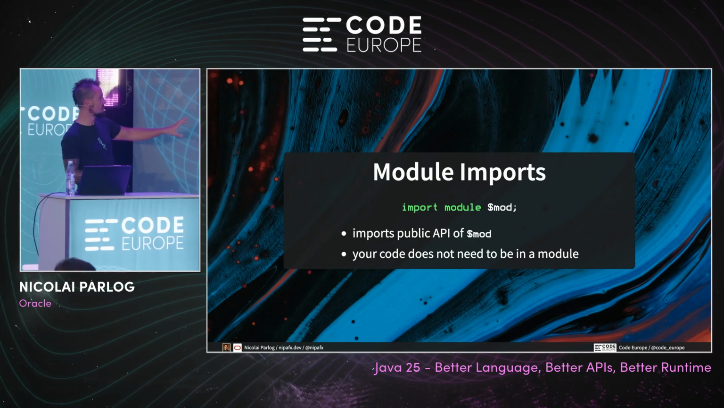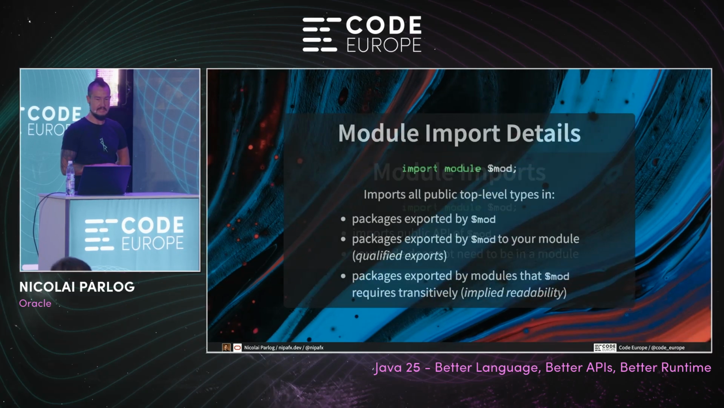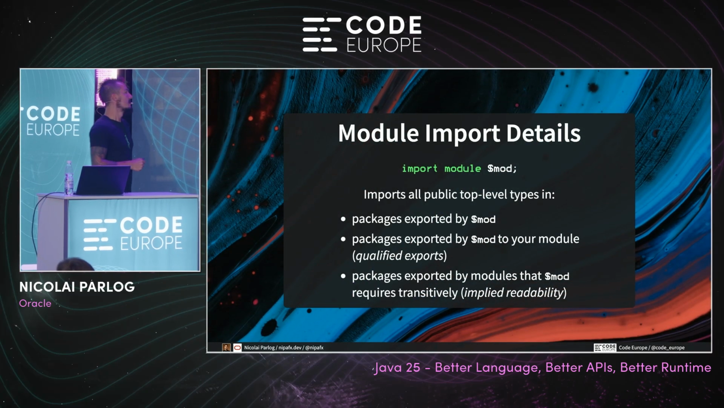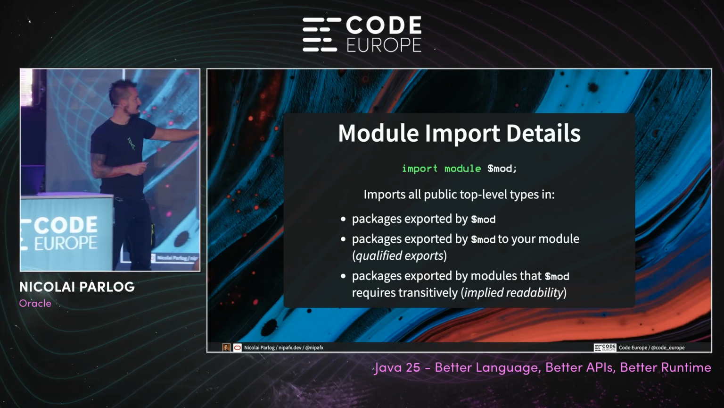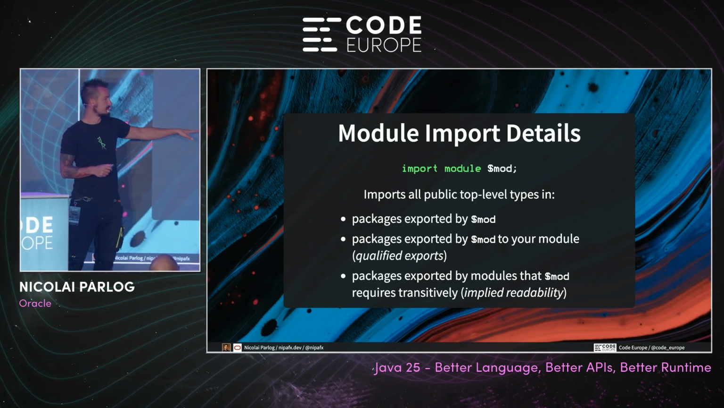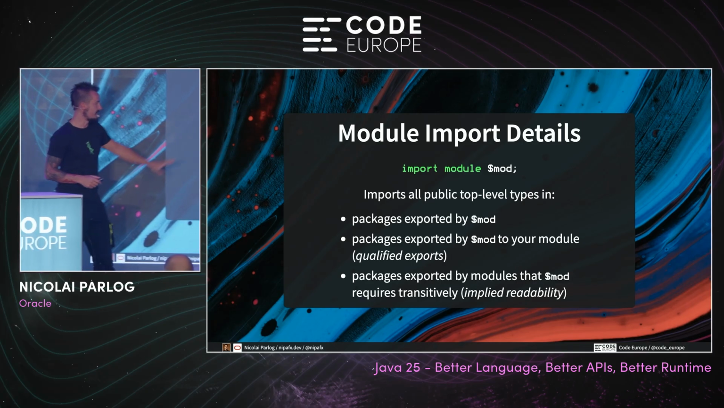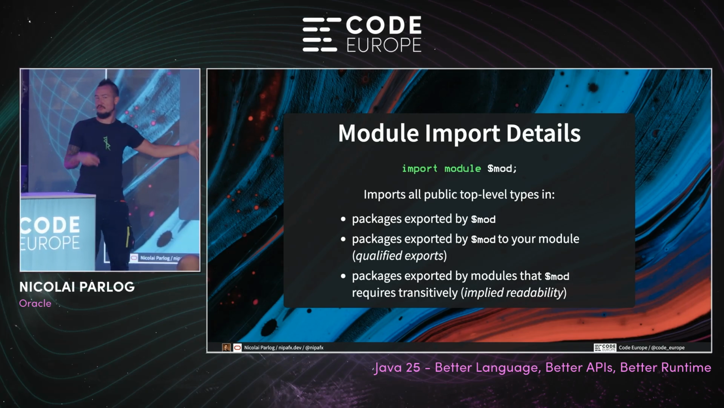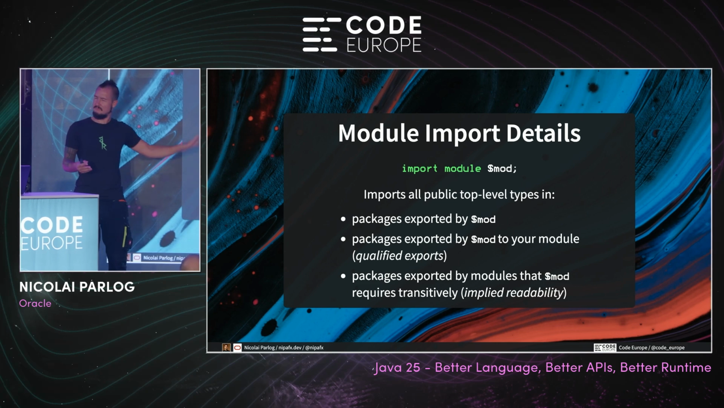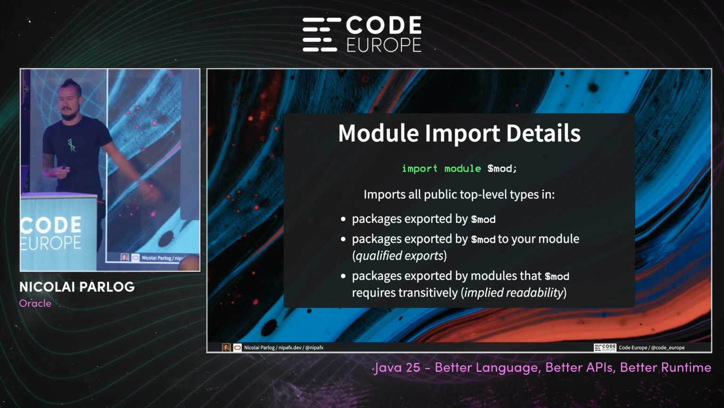Okay, so let's talk about what exactly is being imported here. It imports all public top-level types in all packages exported by that module. That is the most important part. And then the next two bullet points are only for module aficionados, because most of the rest will not really understand what I'm meaning here, but you can ask me later if you want to.